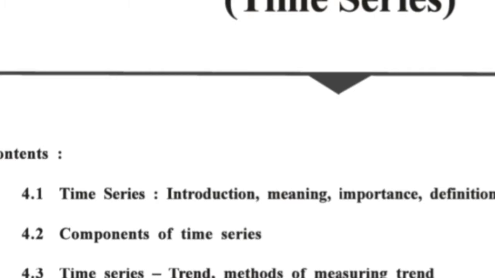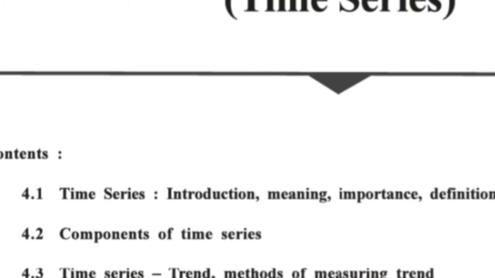In components of time series, children, you will definitely find one question or another. This topic is really very important for this chapter. Then comes the trend and methods of measuring the trend. We are going to see the graphical method, and also discuss in detail the sums with the method of least square and the method of moving average. Basically, the graphical method is never asked in the examination, but we will still study it, though we won't go into detail.